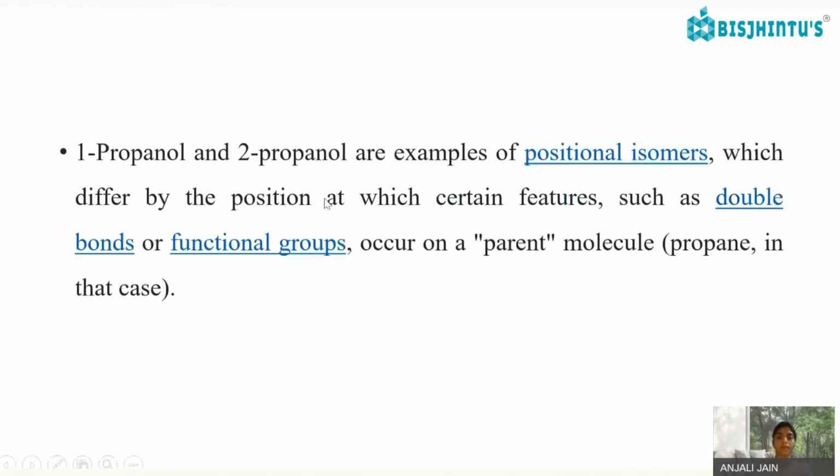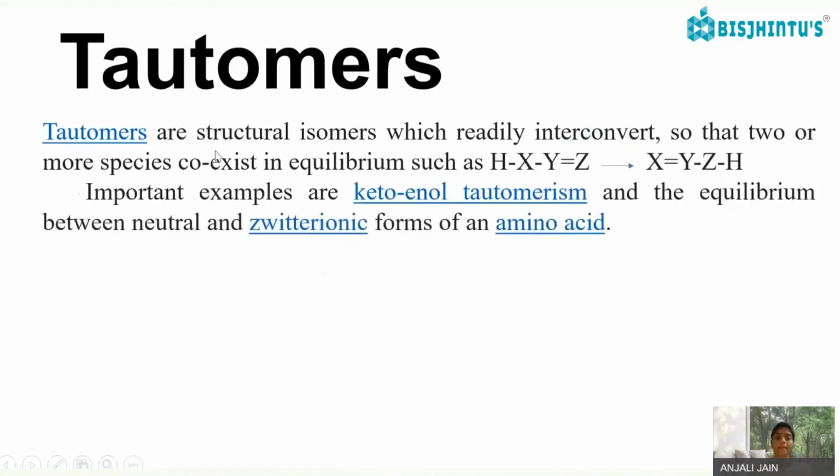Then 1-propanol and 2-propanol are examples of positional isomers, because the position of the hydroxy group or the alcohol has been changed, which differ by the position at which certain features such as a double bond or functional groups occur on a parent molecule, propane in this case. Now we come to the tautomers, which are again a type of isomer. So tautomers are those structural isomers which readily interconvert so that two or more species coexist in equilibrium.